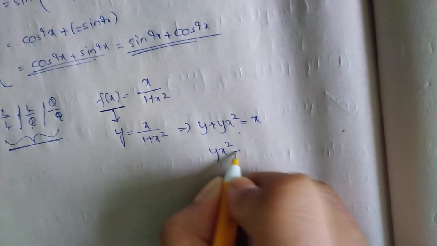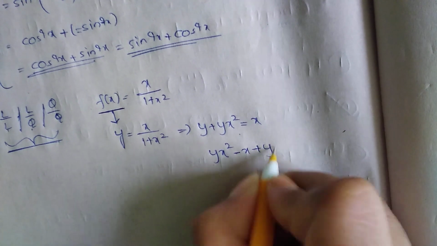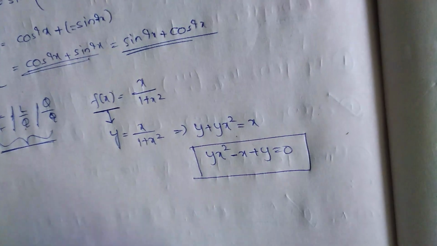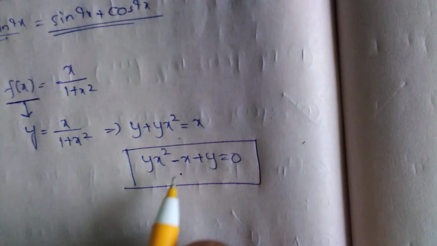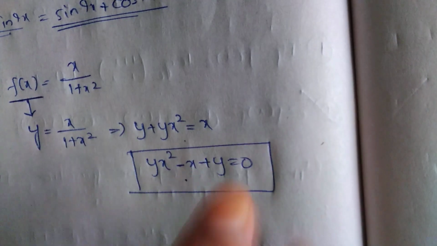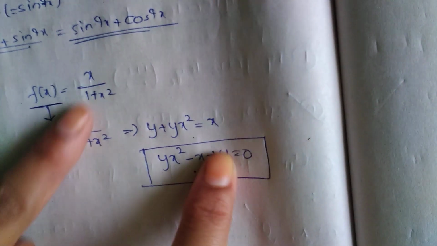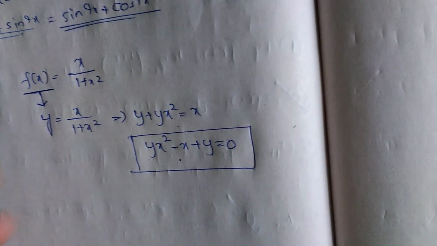Y x square minus x plus y is equal to 0. We got a quadratic equation. After doing this, if we solve this, we will get both roots and that will be the range. Yes, by wavy curve we can say the range of it.